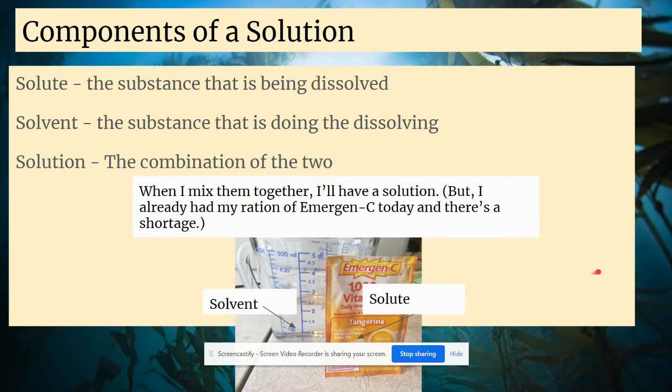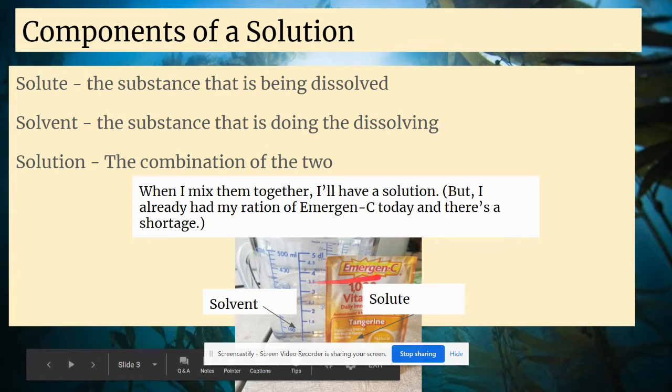So I chose a very timely example, I feel, where I have my packet of Emergen-C every morning. I'm a firm believer that's a good thing to do in our COVID age. Here is my Emergen-C, that would be my solute, and my solvent would be the amount of water that I pour the Emergen-C into and stir to get the solution of Emergen-C.